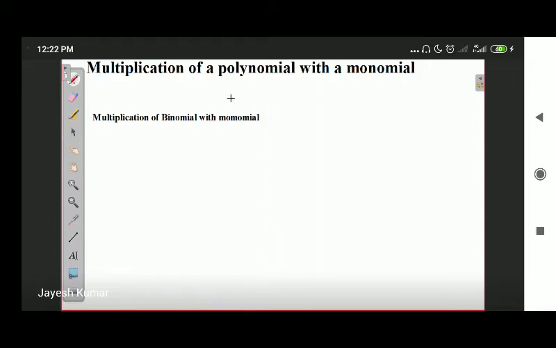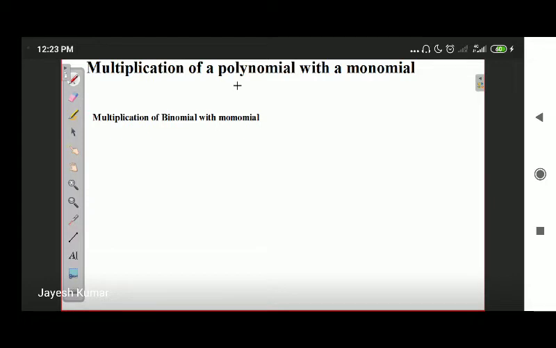Today we are going to start with multiplication of polynomials with a monomial. This time we will have a polynomial with more than one term that is to be multiplied with a monomial. Basically, what we are going to do is first reduce the polynomial into monomials, and we do the multiplication of the monomials itself.